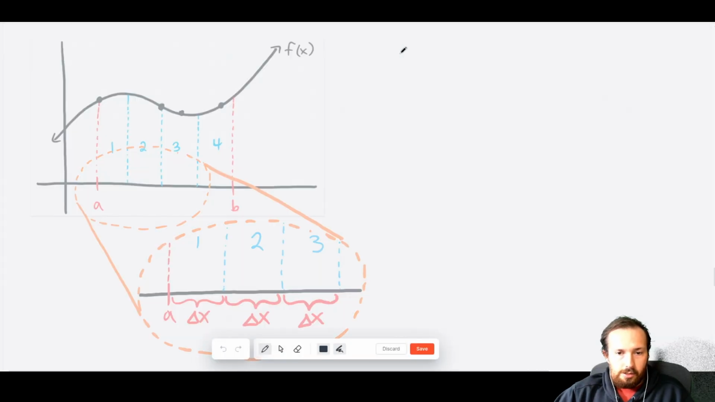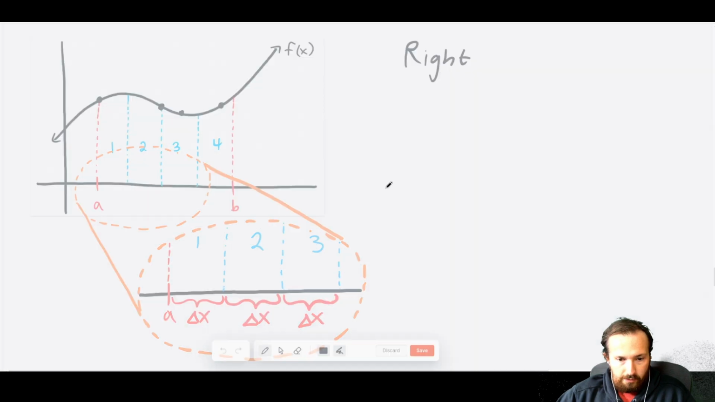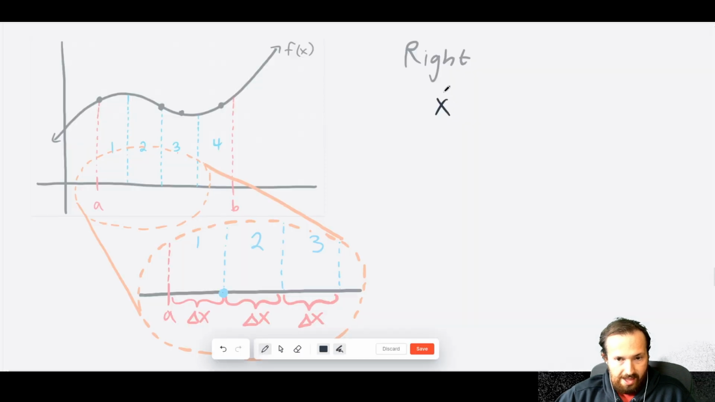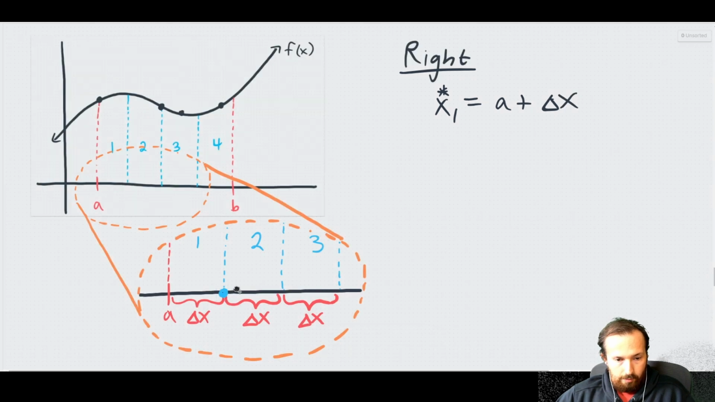Now let's do something similar for the rightmost partition. So now let's try to find the right approximation for everything. So here, again, if we're starting off in the first partition, we can choose anything in general, but if we're choosing according to the rule, choose the rightmost sample, you can go there. What is that? Hopefully it's clear that that's x star. So x star 1 using the right rule would be A plus delta x. For number 2, it would be A plus 2 delta x. For 3, it would be A plus 3 delta x.